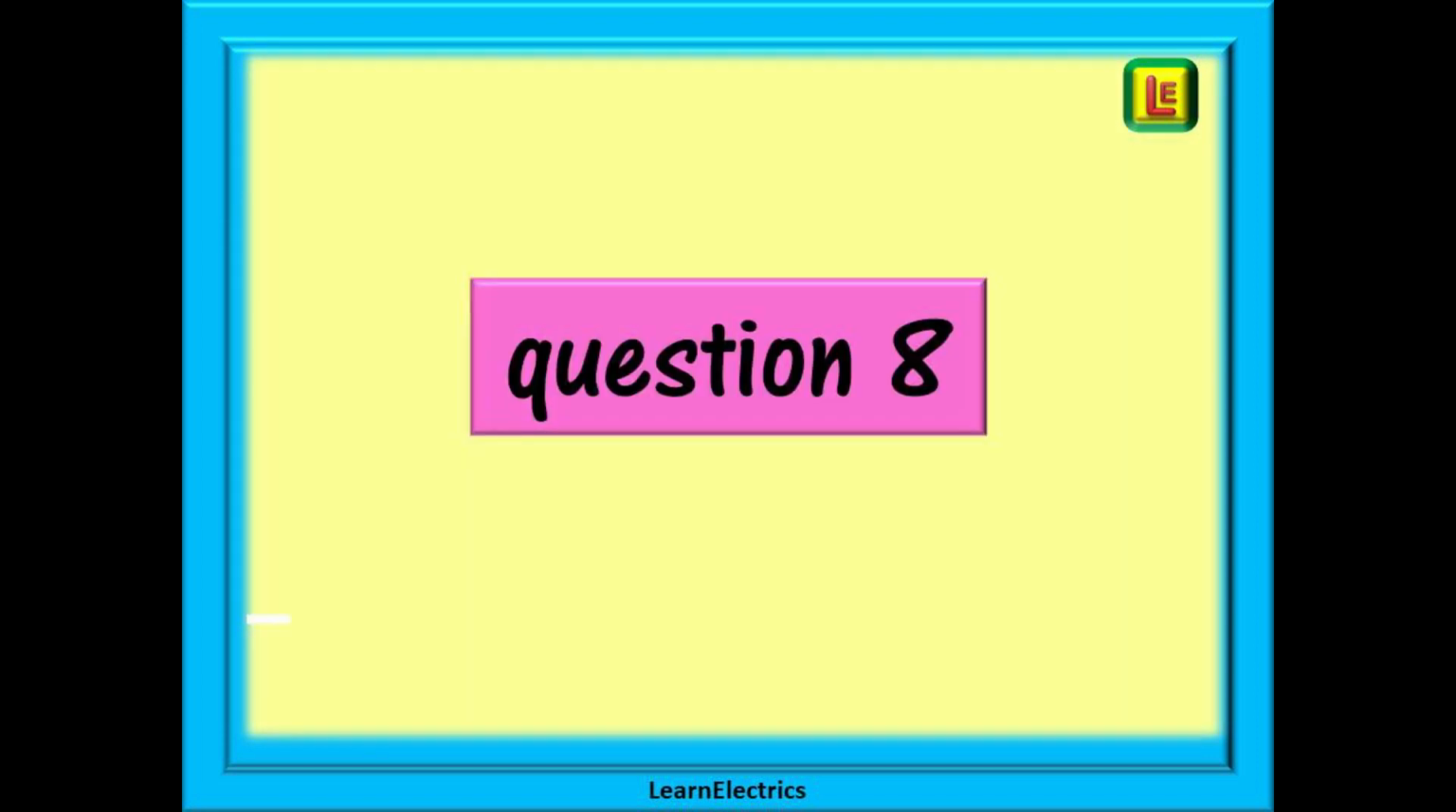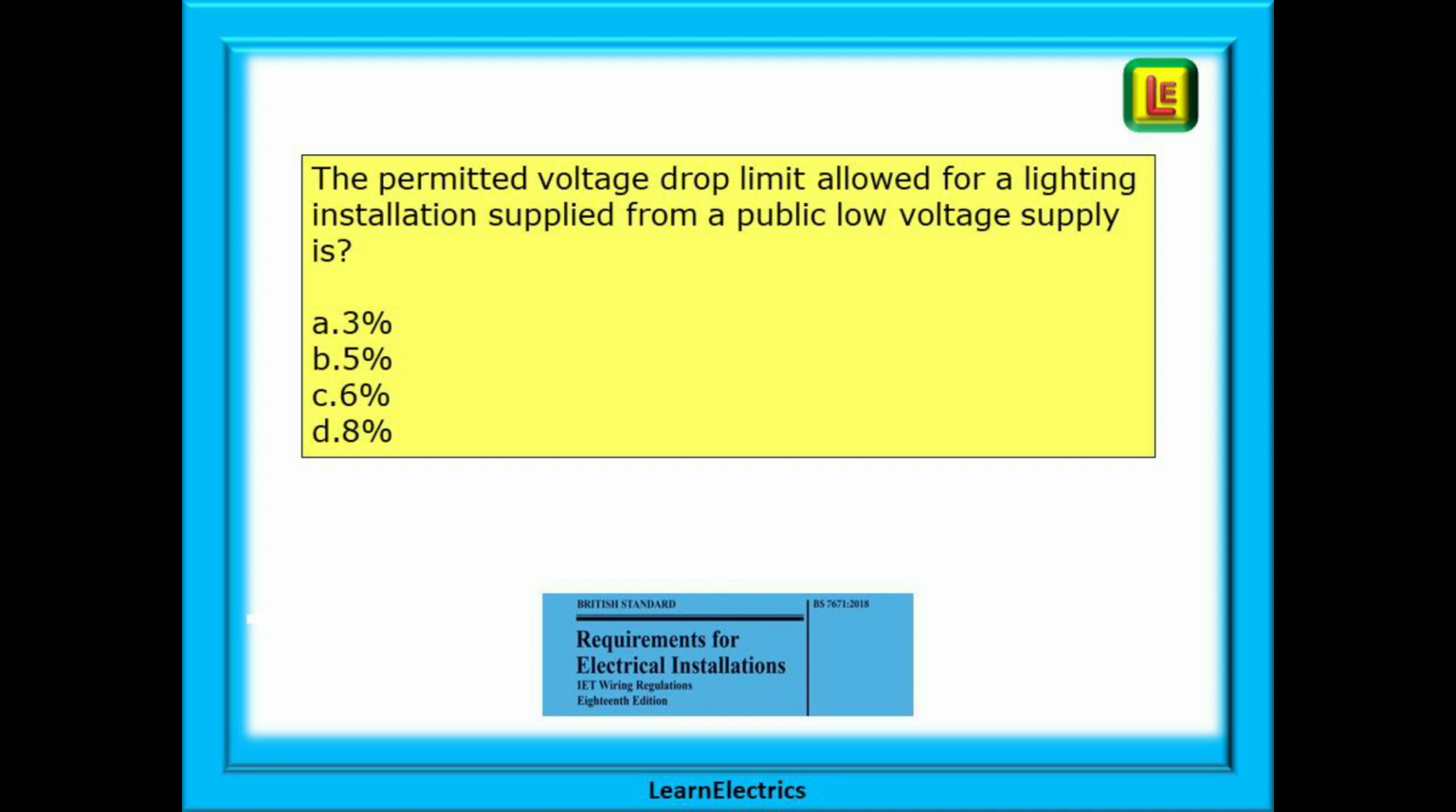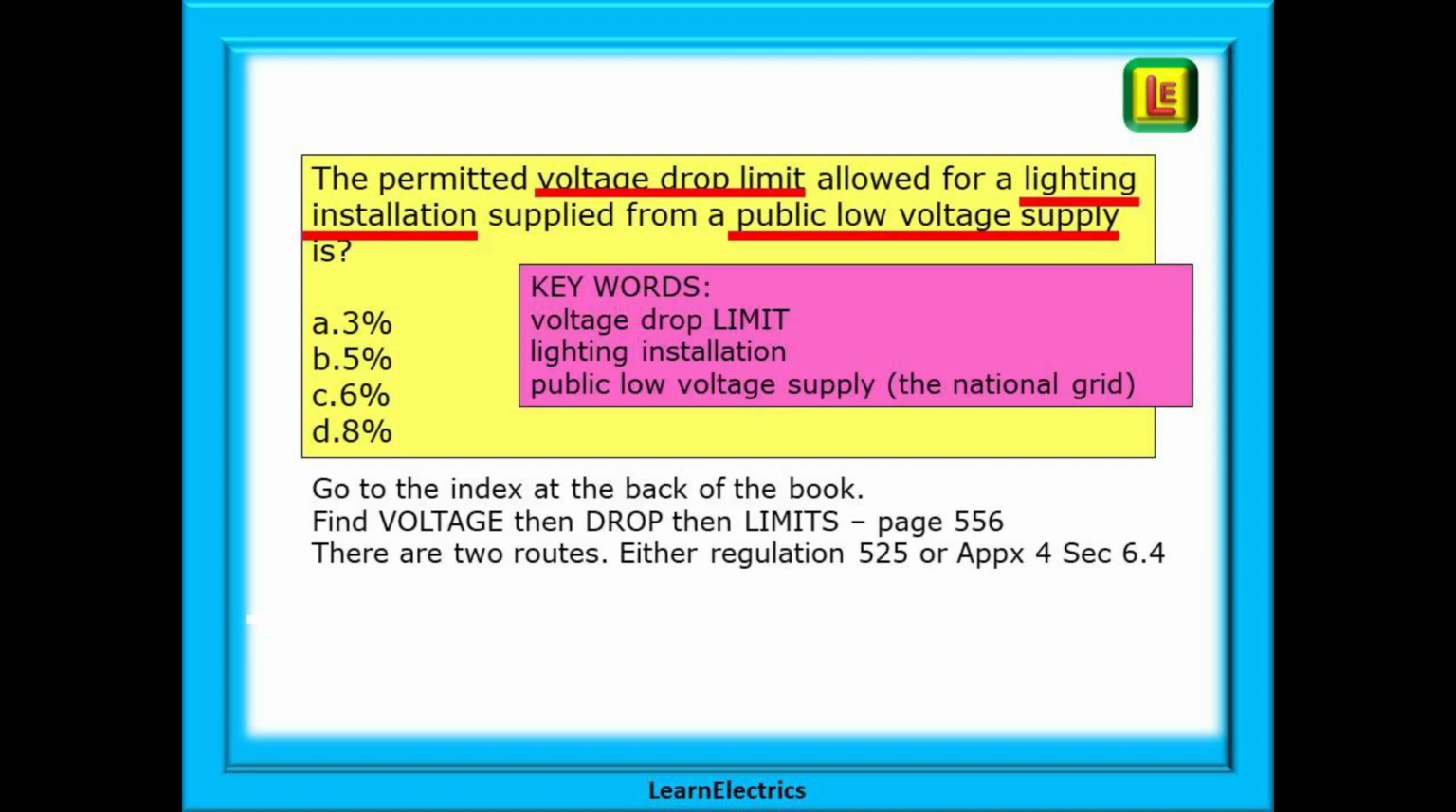Question 8 is from the appendices. The permitted voltage drop limit that is allowed for a lighting installation supplied from a public low voltage supply is, and you have 4 possible answers. Again, pause the video and understand the question. Pick out your key words or key phrases, and there are 3 of them. The key words are as shown.